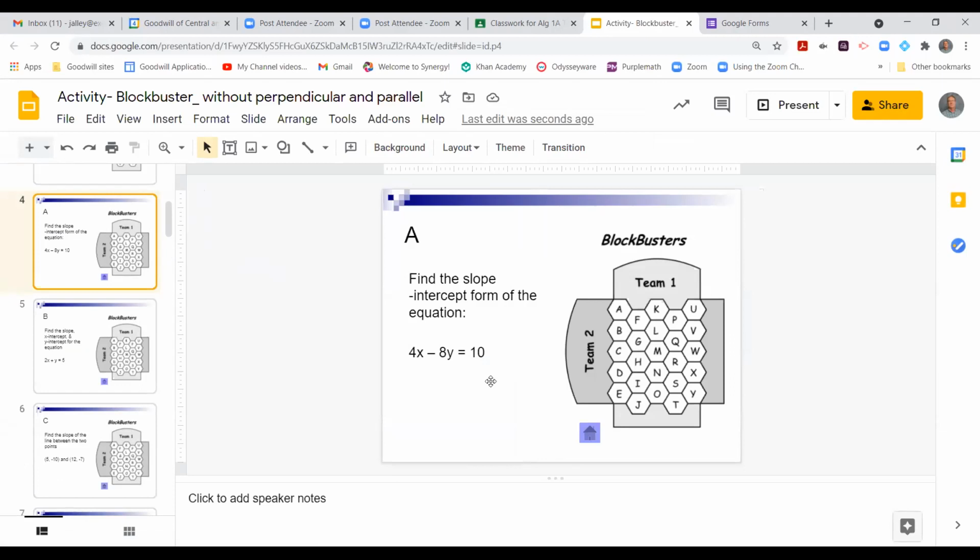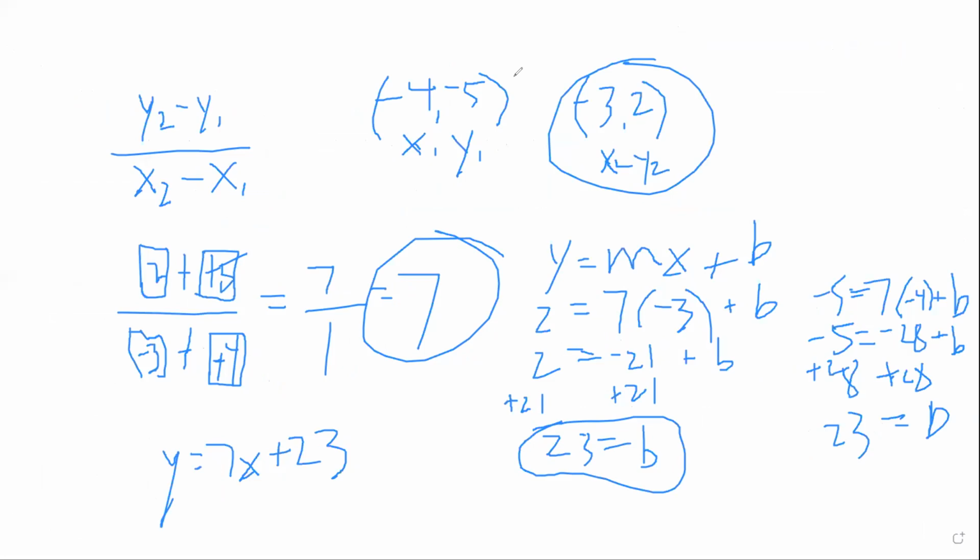right there, that first example, find the slope-intercept form of the equation 4x minus 8y equals 10. Would you know what to do? This is what I was just talking about. We're going to take standard form. That's in standard form, ax plus by equals c. And we're going to solve it for y. So don't forget the conversion process when we're going from standard form to slope-intercept.